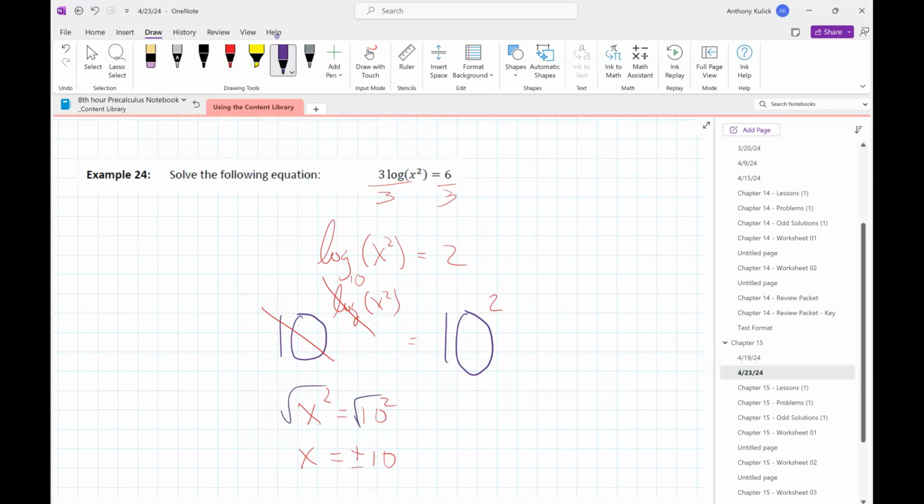Everybody's cool? We're not done. All exponential equations must be checked for extraneous solutions. To do that, we have to plug our answers in for x squared and make sure we get a positive number inside the logarithm. Well, 10 squared is 100. Negative 10 squared, also 100. Both of these check out. I get two answers there.